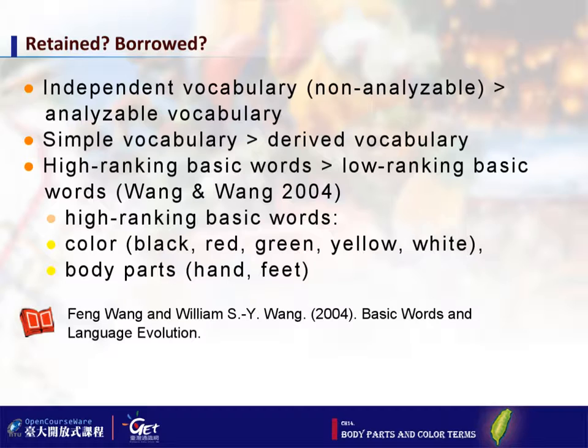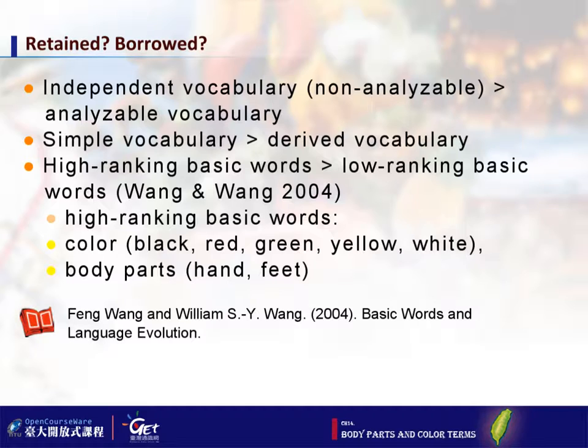Okay, when we talk about hand and finger, the second type, they have different terms, but then they have a simple vocabulary, hand, and then derive finger from hand, like Chinese 手 and 手指. Hand and finger: you have a simple vocabulary, and then you have derived vocabulary.